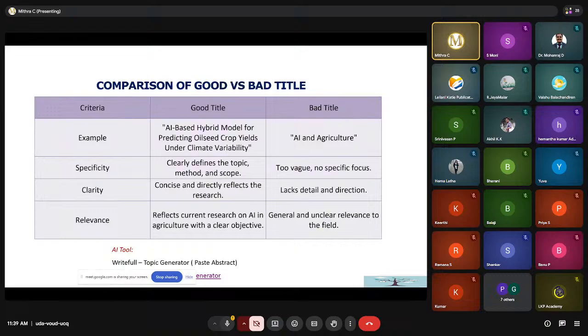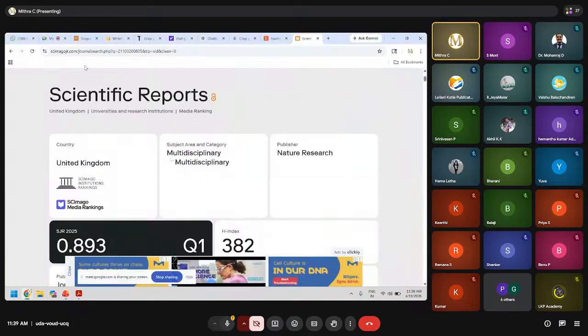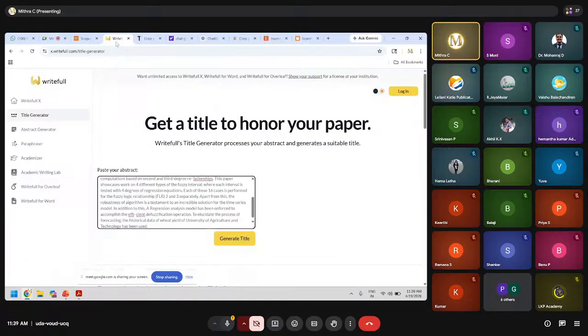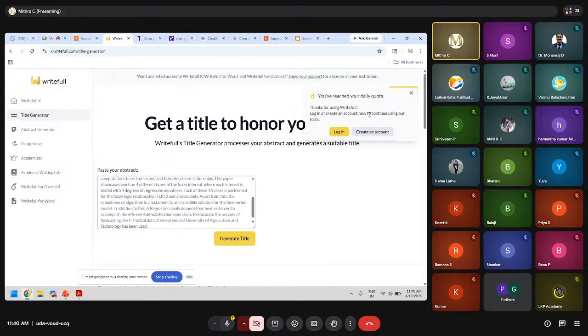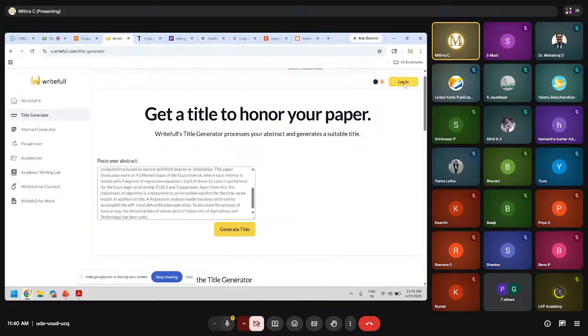So for writing this, to avoid manual work, I have gone through an AI tool. Many AI tools are there, but I have gone through a tool called Writefull. When you log in to Writefull, there is a tool that works like a title generator. On the left hand side, you can see Title Generator. When you paste your abstract here and press generate title, I'm sorry, actually I have to log in.